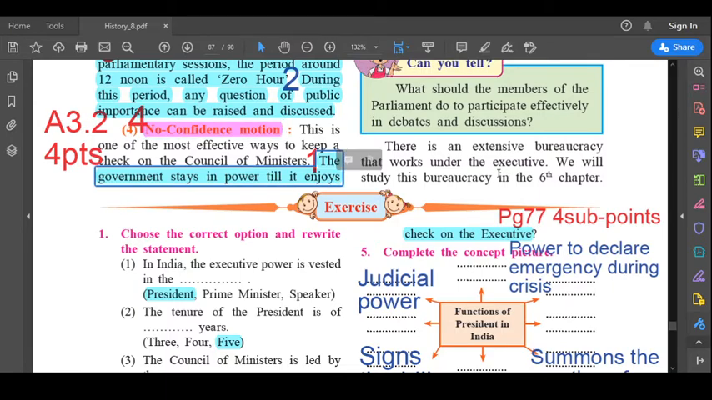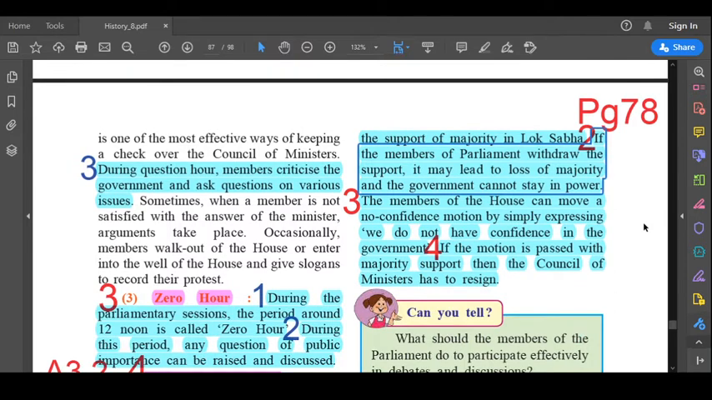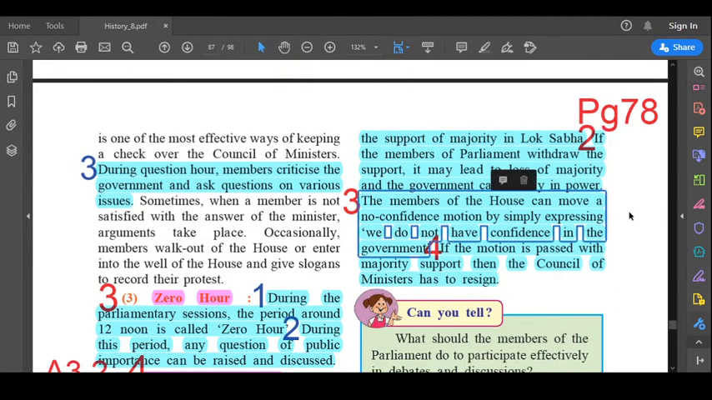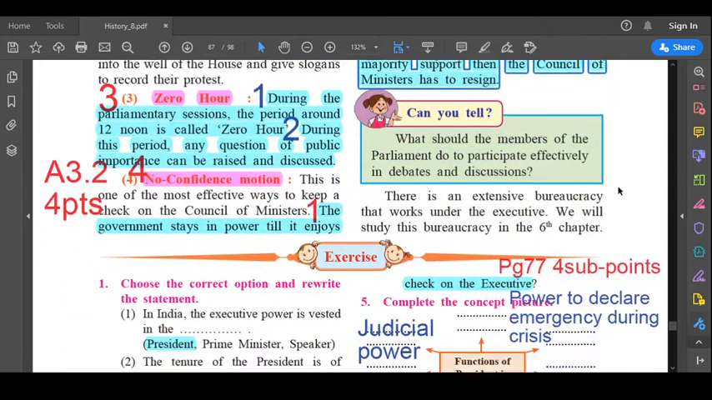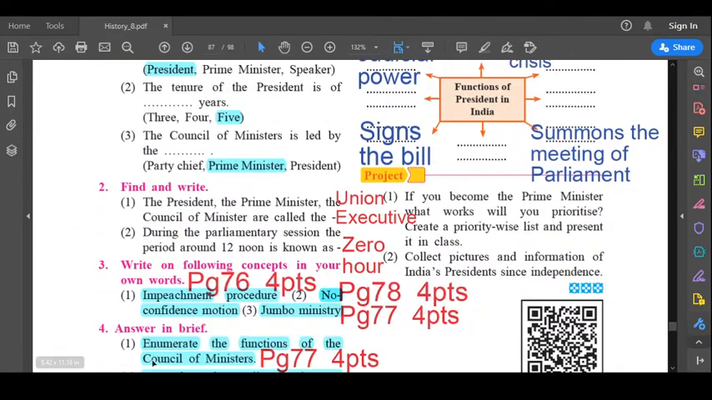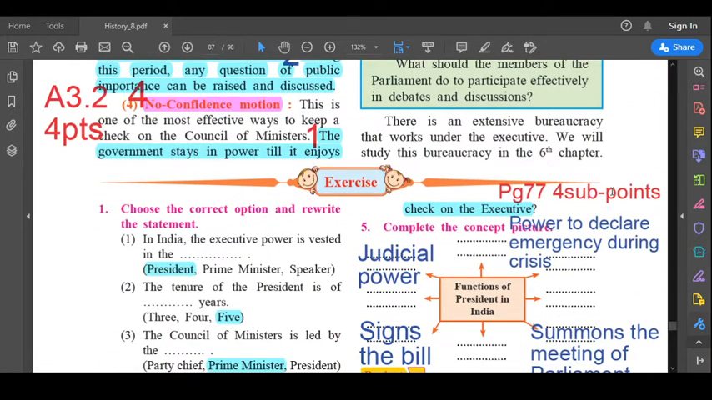The government stays in power till it enjoys the support of majority in the Lok Sabha. Second point, if the members of the parliament withdraw the support, it may lead to the loss of majority and the government cannot stay in power. Third point, the members of the house can move a no confidence motion by simply expressing, we do not have confidence in the government. And the last point, if the motion is passed with majority support, then the Council of Ministers has to resign. So quite a big answer, that is answer number 4.2, which comprises of 4 main sub-points.